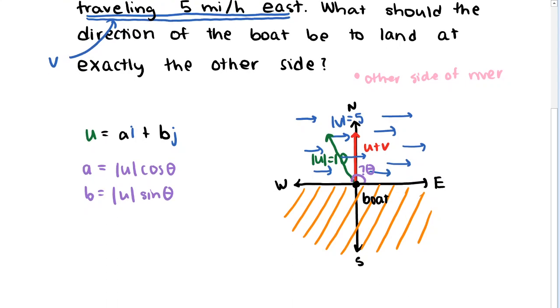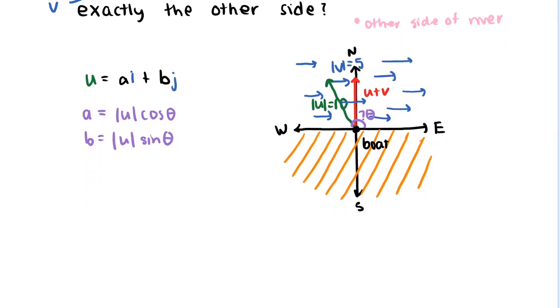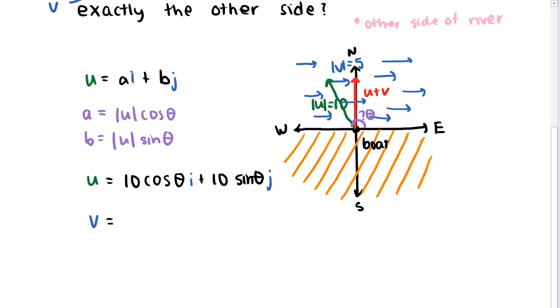This is always true. And what we do know is that u is equal to, well, here the magnitude is 10, so it's 10 times cosine of theta times i plus 10 times sine of theta times j. So this is what we know about our u vector. But we don't know this angle. This is the big question in our problem. So let's move on from here. We have some representation of this boat velocity vector. Now what about the river velocity vector?